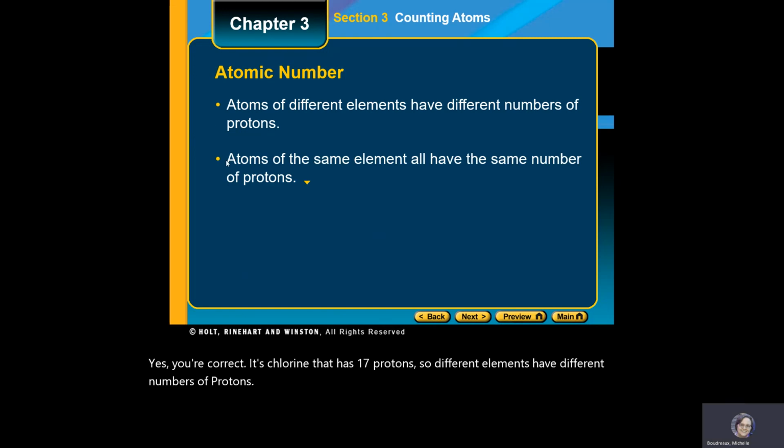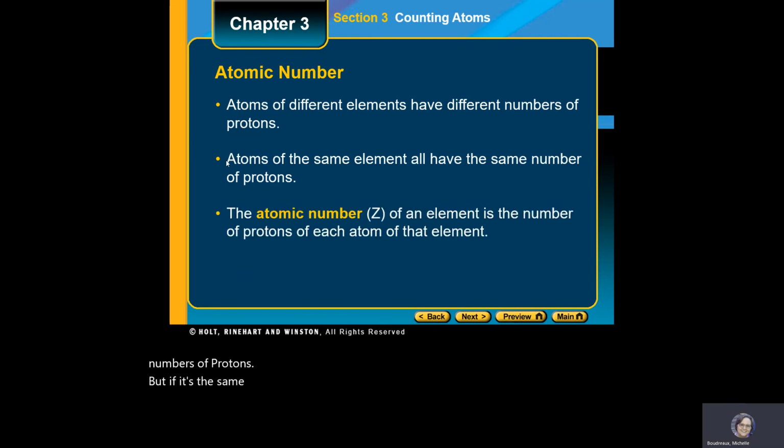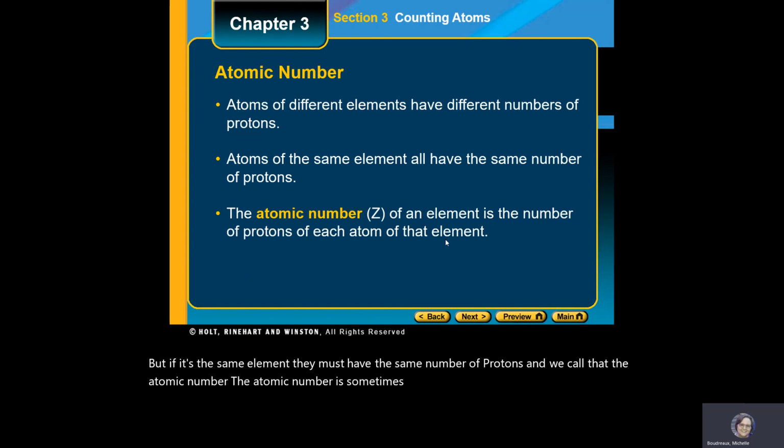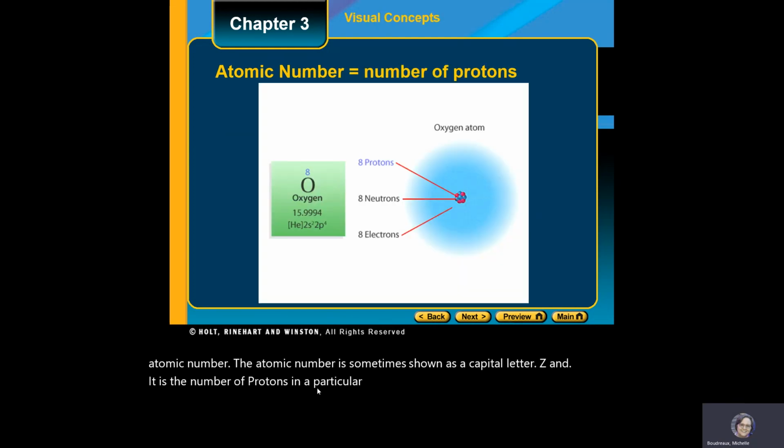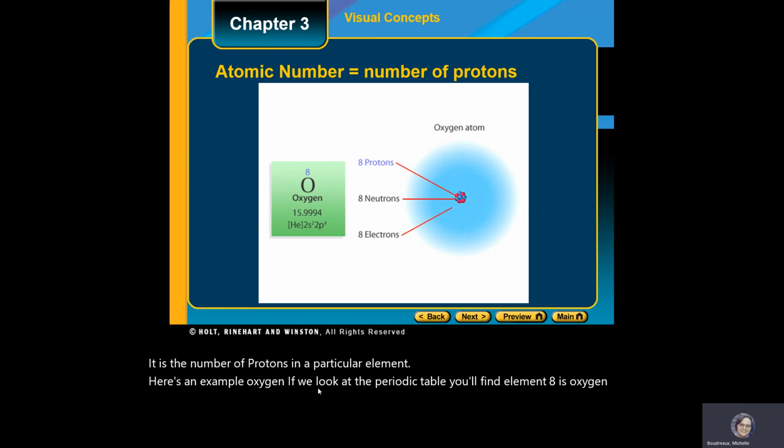But if it's the same element, they must have the same number of protons, and we call that the atomic number. The atomic number is sometimes shown as a capital letter Z, and it is the number of protons in a particular element. Here's an example, oxygen. If we look at the periodic table, you'll find element 8 is oxygen. The 8 stands for 8 protons.